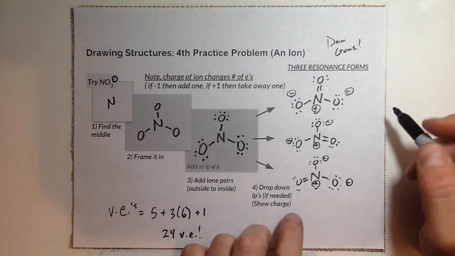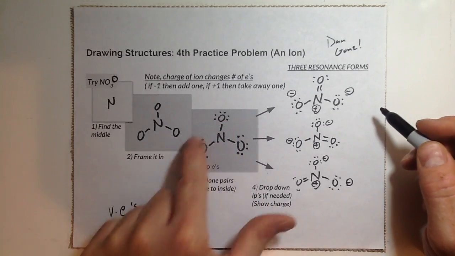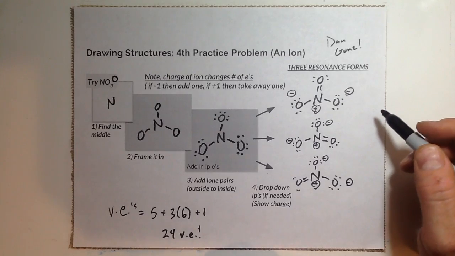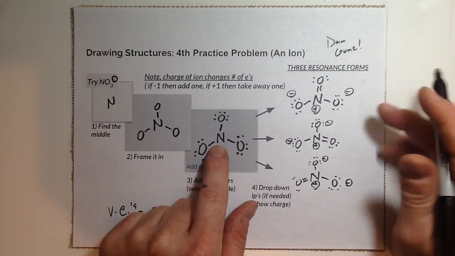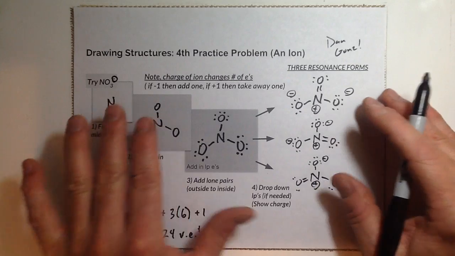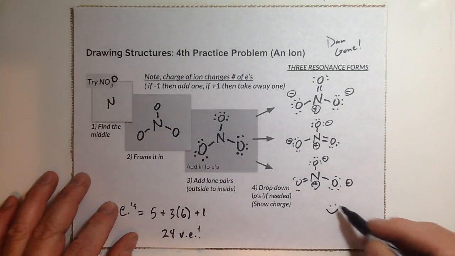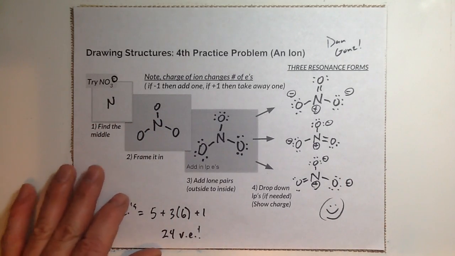But we know again that the negative charge is kind of equally spread around those 3 oxygens, and there is a formal positive charge on the nitrogen. Looking good. That was a hard one. We're going to end with an easier one where we don't have resonance.